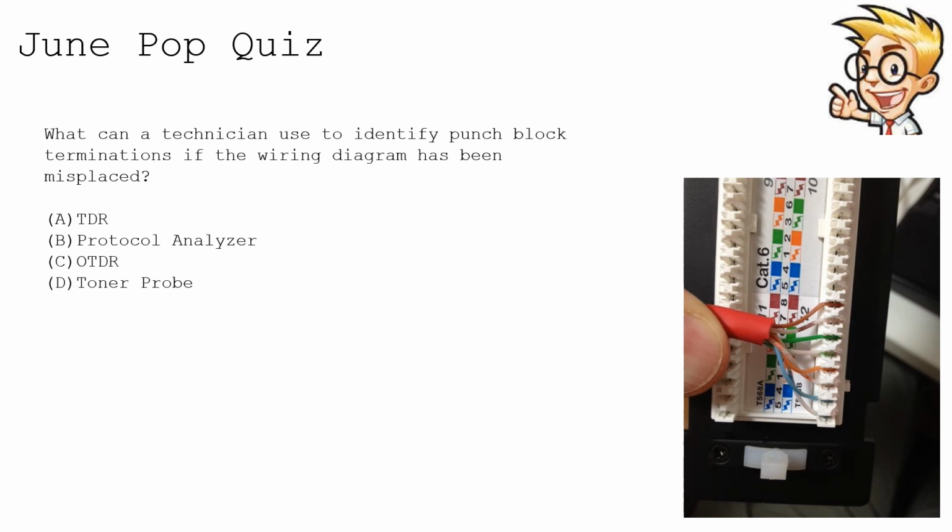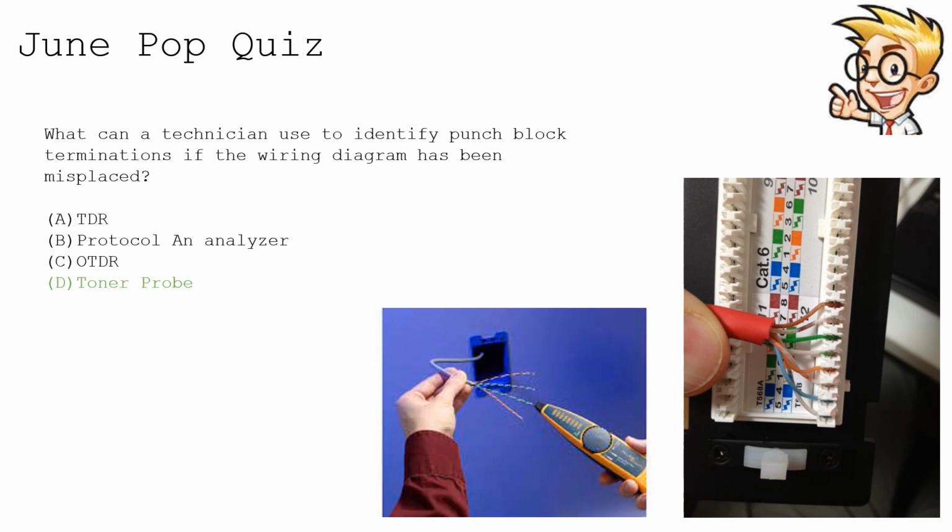Okay, to verify integrity of cables and signals, we would use a toner probe. So if there is an issue with it being misplaced or it's not on the block or it's not working, then your toner probe would let you know immediately if it's getting a signal or not.